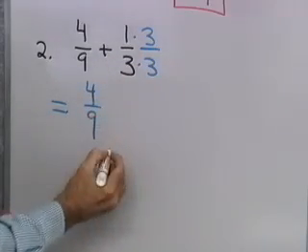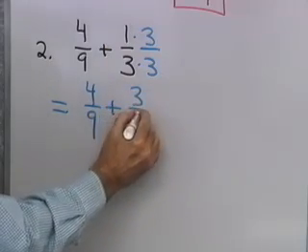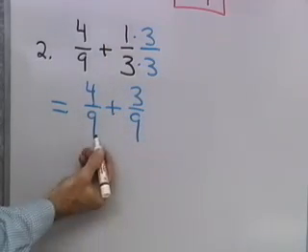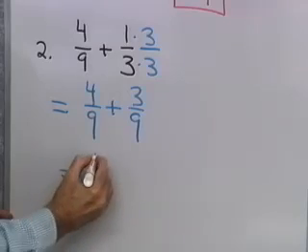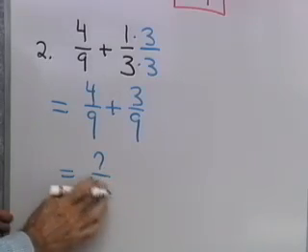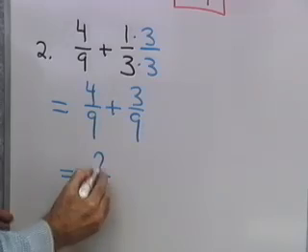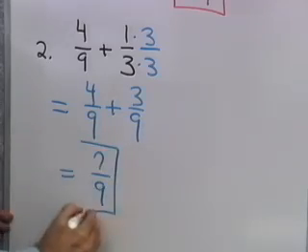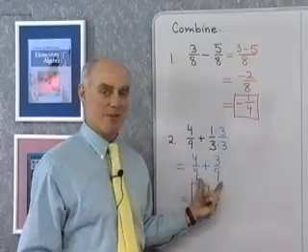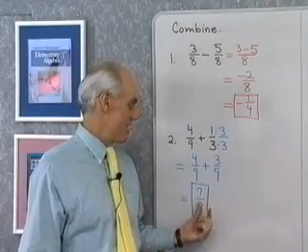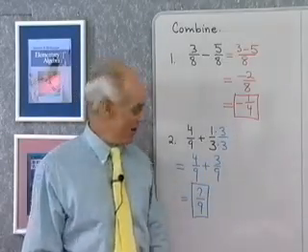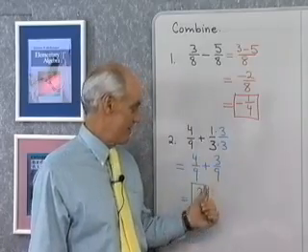Now I'll rewrite this as 4/9 plus 3/9. 4/9 plus 3/9 is 7/9. So I simply notice that they have the same denominator. I add numerators. 4 and 3 is 7. I put that over the common denominator, 9. I almost said 8 because I think I was counting 7, 8, 9.